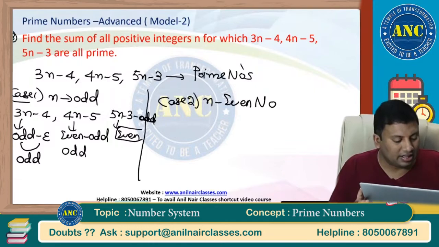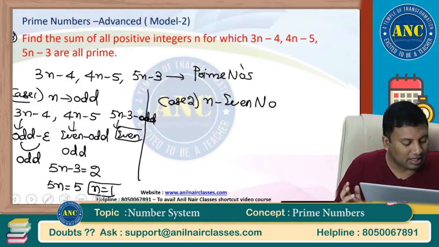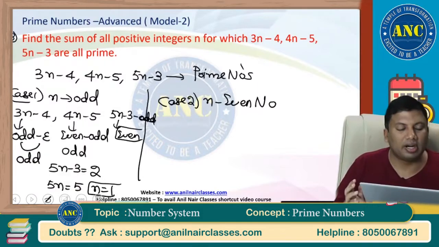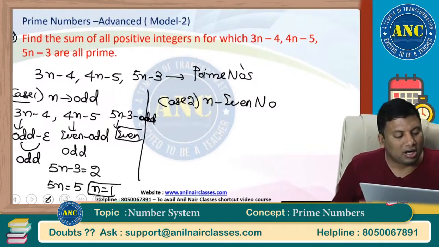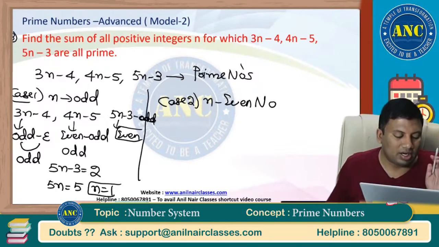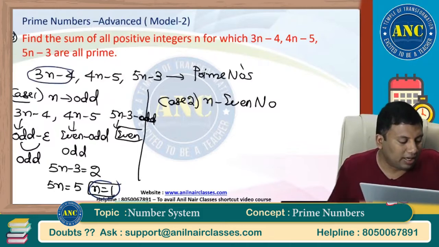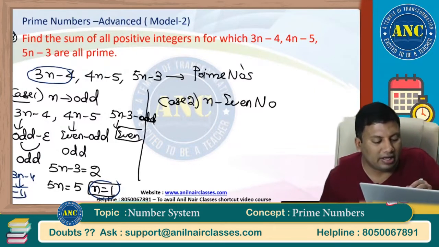I hope the idea is clear. So, what is the only even prime number? 2. So 5n minus 3 equals 2, 5n equals 5, n equals 1. So, if I take the case of n as an odd number: odd into odd, odd, odd minus even, odd; odd into even, even, even minus odd, odd; odd into odd, odd, odd minus odd, even. If I take n equal to 1, I am getting 3n minus 4, 3 ones are 3, 3 minus 4 is minus 1. It is a negative number I am getting.